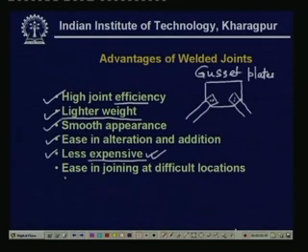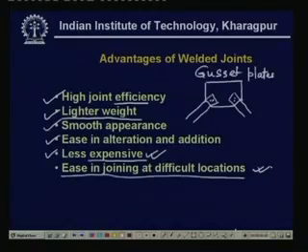And then ease in joining, the final point, ease in joining at difficult locations. Now, this is also quite important, because in joining, say by rivet process, we need to hold the rivet head and then apply force to the tail of the rivet. Now, that requires some clearance to make a riveting. Also, in the bolted joints, we need to have some clearance for the fixation of the nuts. Now, here less clearance is required for the welding joints. Now, in some cases where the reachability of the operator is very difficult for the other kinds of processes, in welding joints it is very much easy.